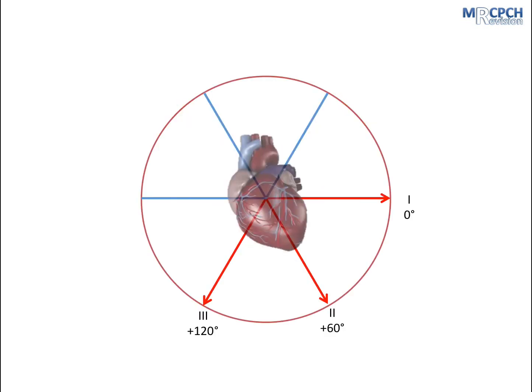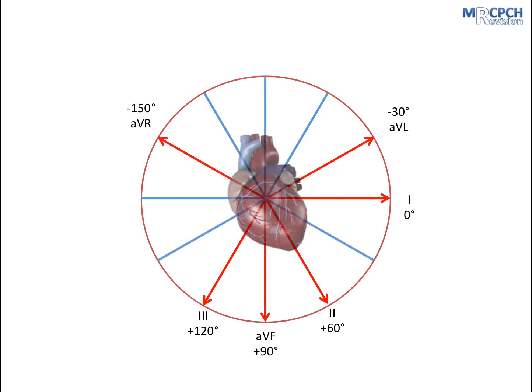If we add the augmented limb leads to our diagram, we can now see that leads 2, 3 and AVF are looking at the inferior surface of the heart. Leads 1 and AVL are looking at the lateral surface of the heart, and AVR is looking at the right atrium.